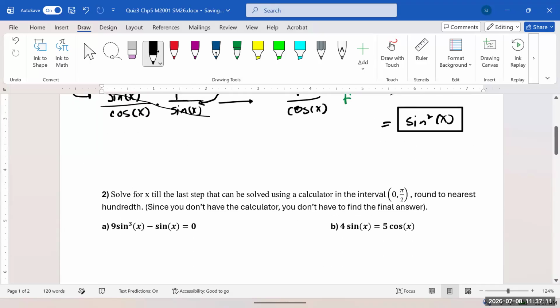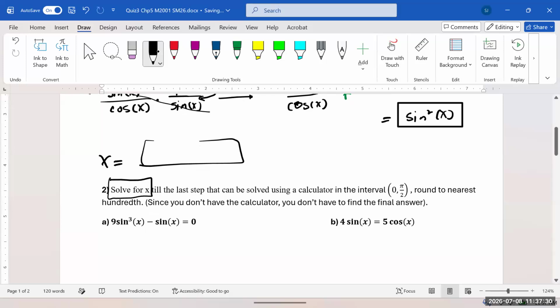Now, in the next two, I told you to solve for the angle, like what is x? Anytime you're solving anything, see, solve for x means you have to have x equals something. So if you don't have x equals something, you are not done. The first thing you see is that they both have sine in them. So you have to pull out sine as a common factor. We get sine x, and you're left with 9 sine squared x minus 1 equals 0.